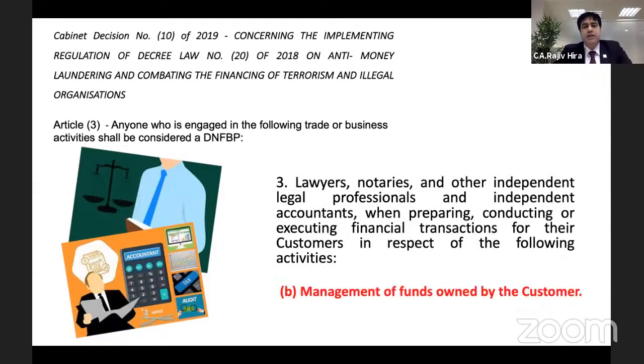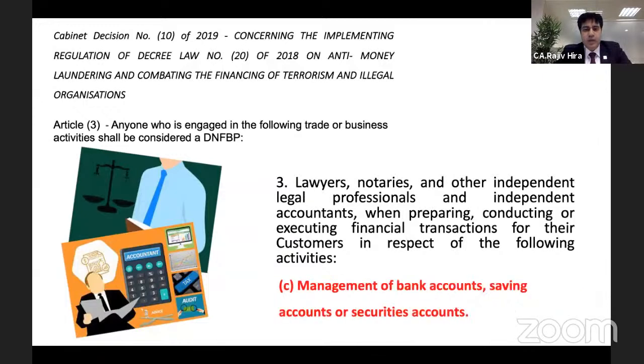Next comes management of funds owned by customers. That means you have an investment management company, or you have an authorized signatory activity in the bank account, and you are seeing what bank balances are coming in and going out. All those factors become part of the activity we are referring to. Management of bank accounts, savings accounts, or securities accounts. Again, if I have authorized signatory activity, even for submitting documents in the bank, then any of the persons listed above, whether a lawyer, notary, or other independent legal professional, is covered.